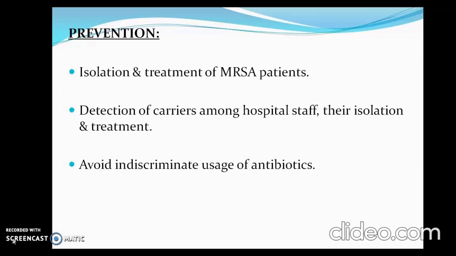Measures for the control of staphylococcal infections in hospitals include isolation and treatment of MRSA patients, isolation of patients with open staphylococcal lesions, detection of staphylococcal lesions among surgeons, nurses and other hospital staff and keeping them away from work till the lesions are healed, strict aseptic techniques in operation theatres, avoiding indiscriminate usage of antibiotics, and the oldest, simplest but most effective method of checking hospital cross-infection is hand washing, which is unfortunately often neglected.